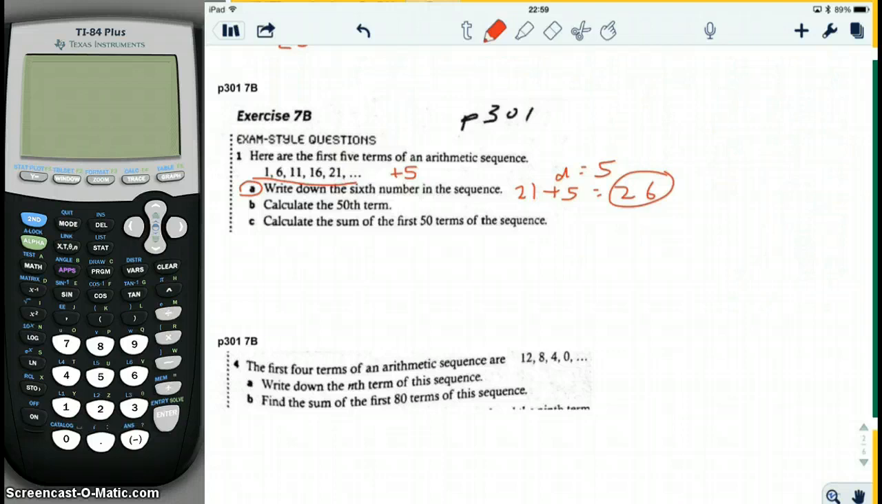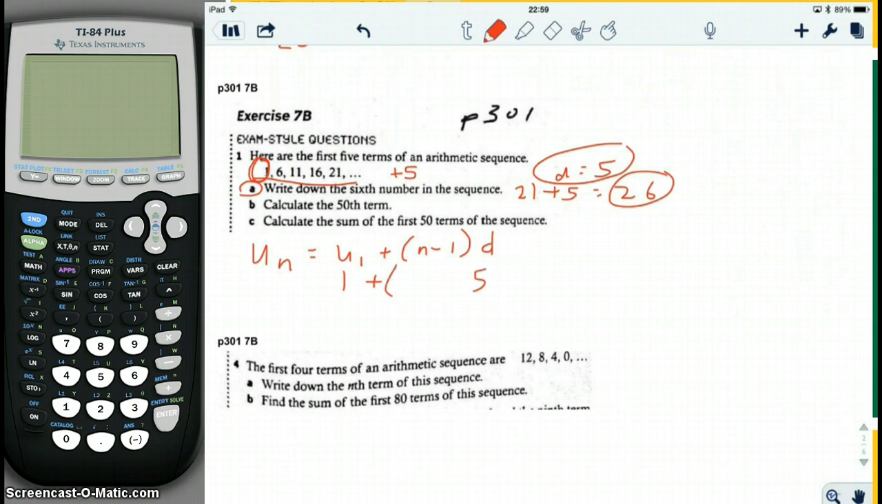Calculate the 50th term. Now we have the common difference, and we have the first term. If you have the common difference and the first term, then you can use the equation to figure out the 50th term. And remember, the equation is un equals u1 plus n minus 1 times d. And so u1 is 1, and d is 5. And n minus 1 would be 50 minus 1. So u50 is equal to 1 plus 50 minus 1 times 5.